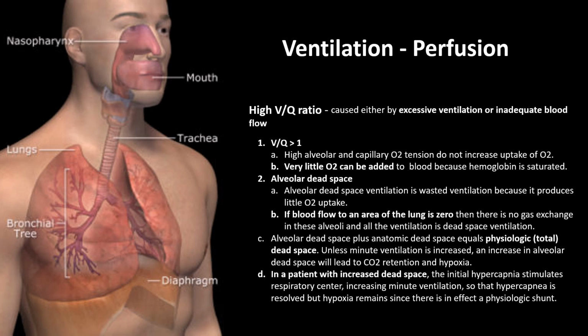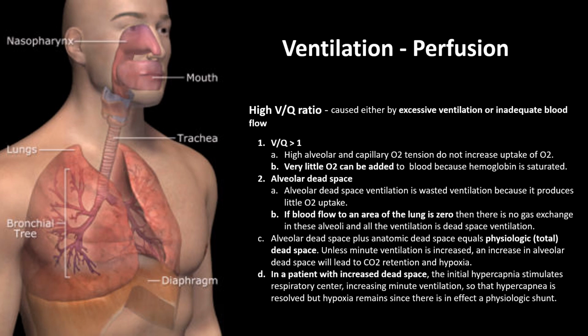Next, high VQ ratio is caused either by excessive ventilation or inadequate blood flow. When the VQ ratio is greater than 1, high alveolar and capillary O2 tension does not result in increased uptake of O2. Very little O2 can be added to the blood because hemoglobin is saturated. Example is alveolar dead space. Alveolar dead space ventilation is wasted ventilation because it produces little O2 uptake. The excess ventilation raises the VQ and alveolar O2 tension above normal.